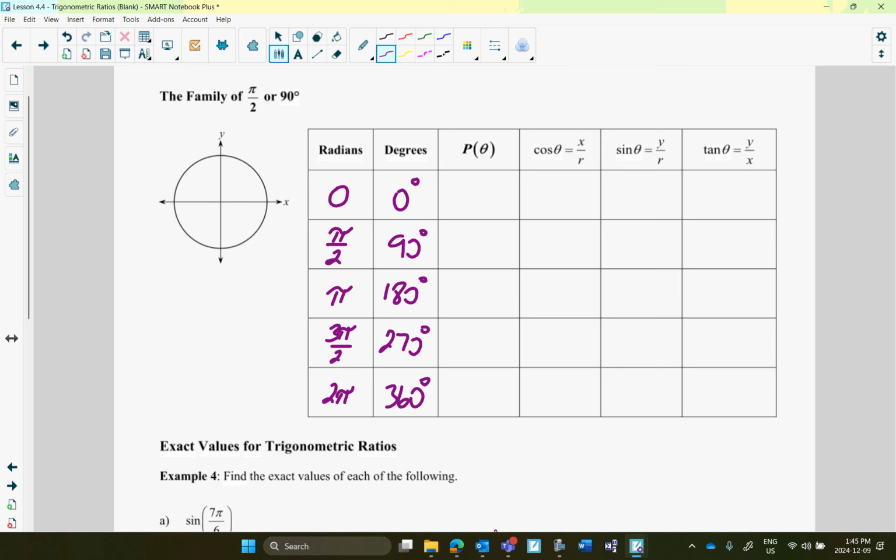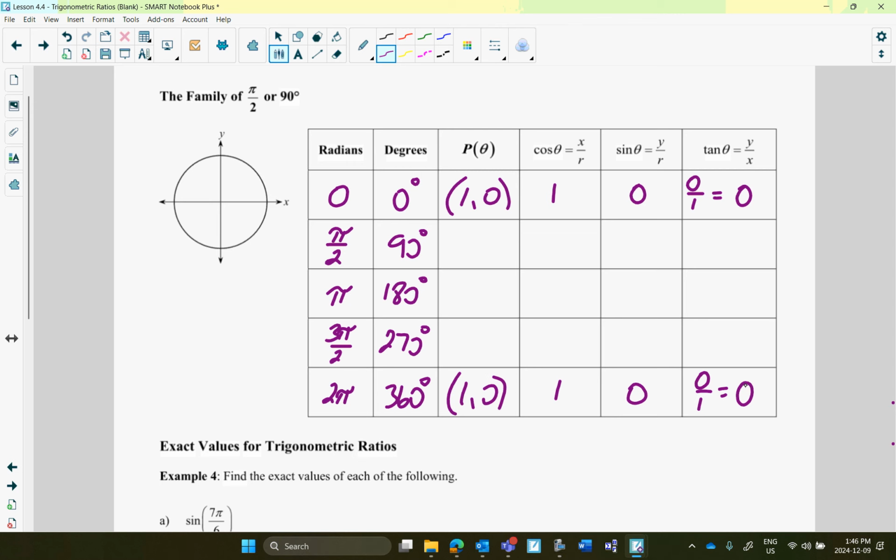The point on the unit circle at 0 is 1, 0, which means it's the same as 360. Everything's going to be the same. So the cosine is 1. The sine is 0. And the tan is 0 divided by 1, which is 0. And it's going to be the same thing here, because 360 is just coterminal to 0.